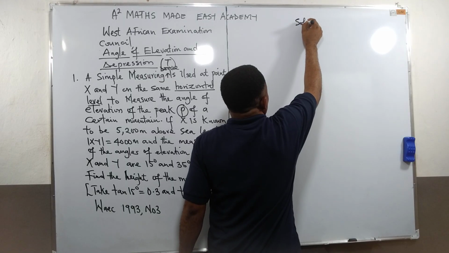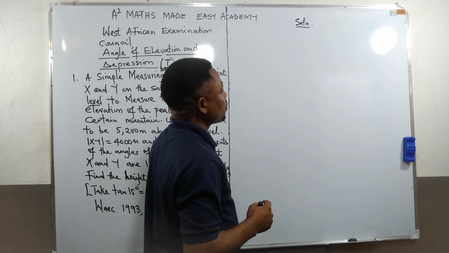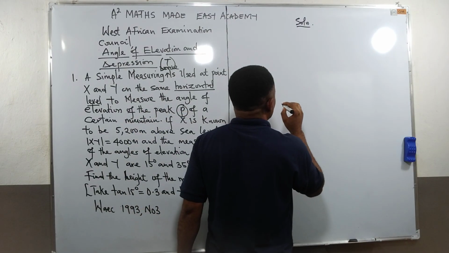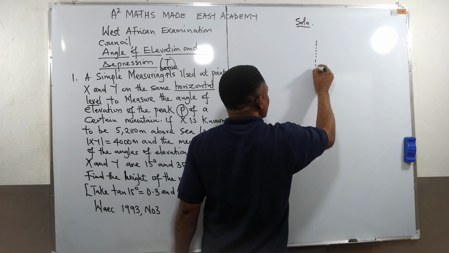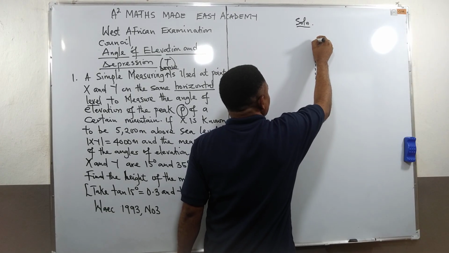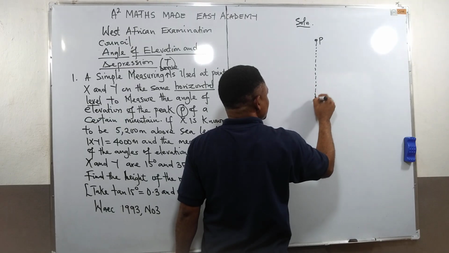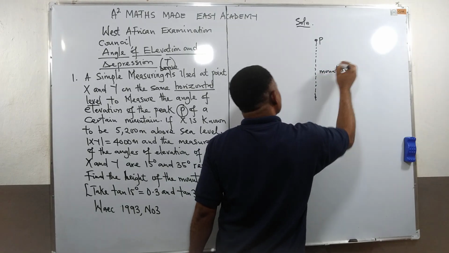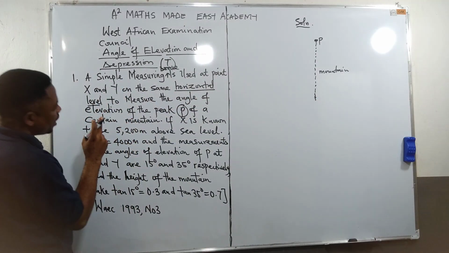Very simple. In angle of elevation, the most important thing is to learn how to draw the diagram. Once the diagram is drawn, you can solve. Now watch this, everyone. Let us say this is the mountain like this, and at the peak of that mountain, it is P. So this is called the mountain, and the peak of the mountain is P.